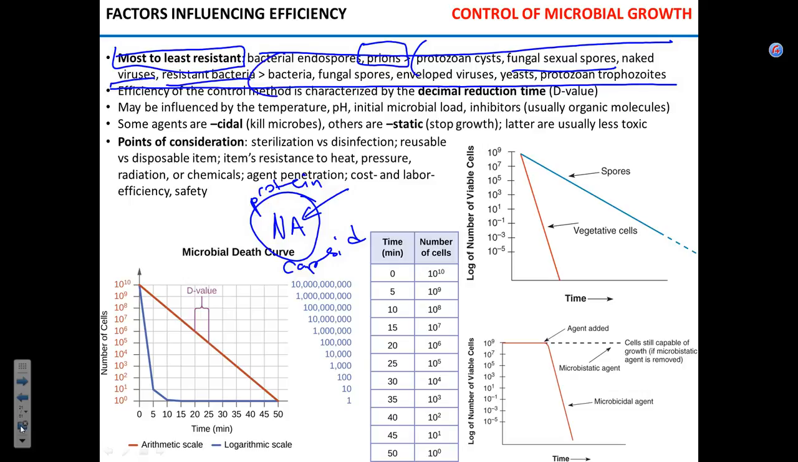The last group consists of generally most of the bacteria, regular fungal spores. I'm going to skip enveloped viruses for now. Yeasts. It's a single-celled fungi, and protozoan trophozoites. Well, since they are not cysts, what do you think the term trophozoite means?